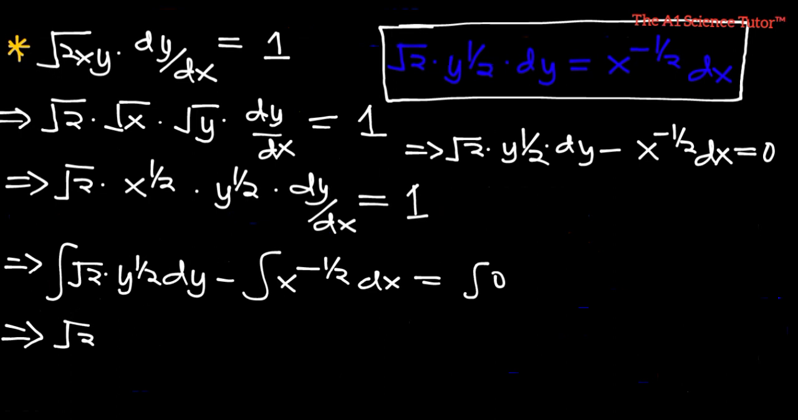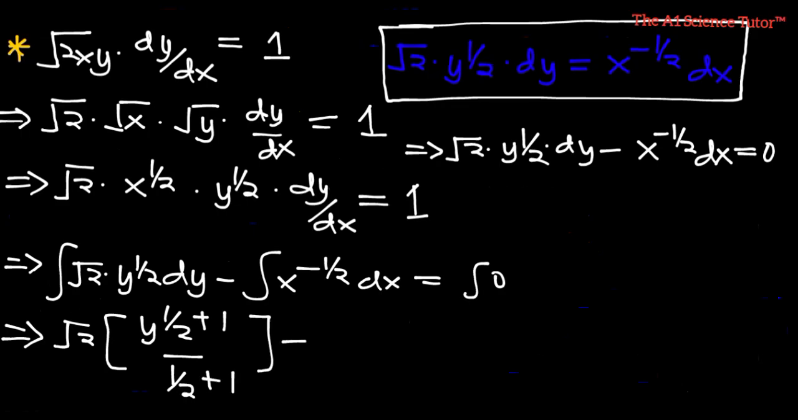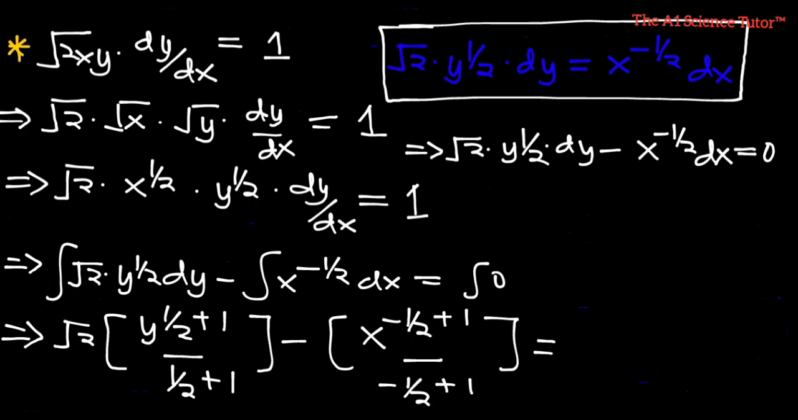So that is going to be root 2 multiplied by y raised to the power of 1 over 2 plus 1, divided by 1 over 2 plus 1. This is minus x raised to the power of negative 1 over 2 plus 1, divided by negative 1 over 2 plus 1. And on this side, we're going to have a constant.